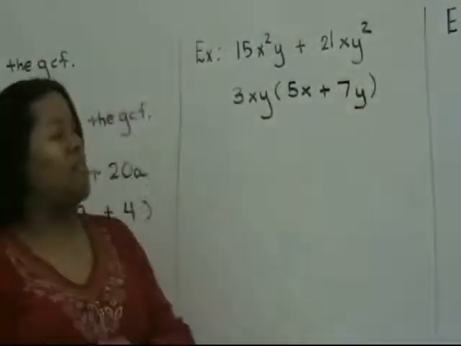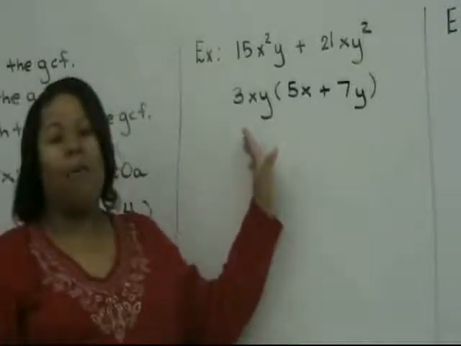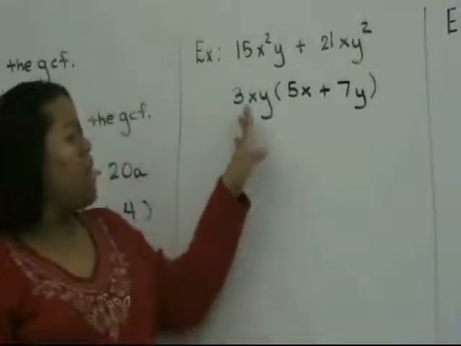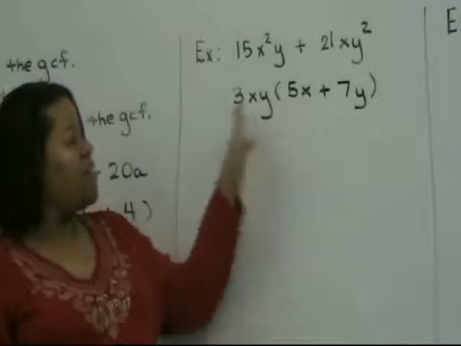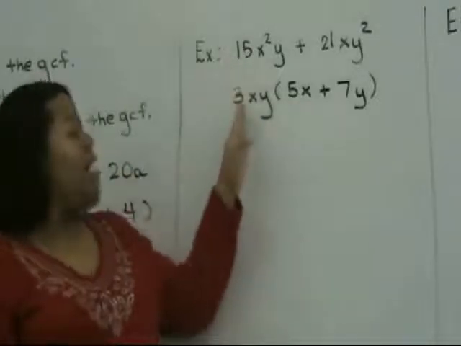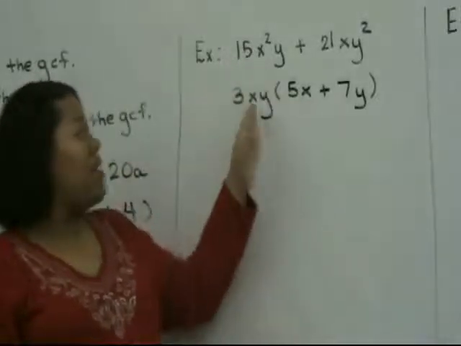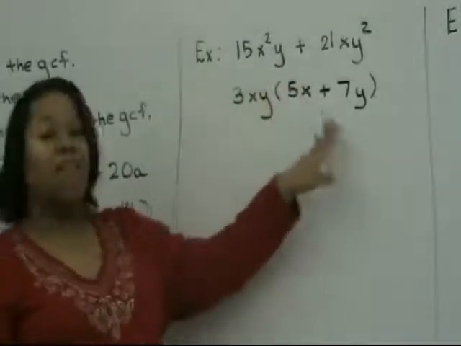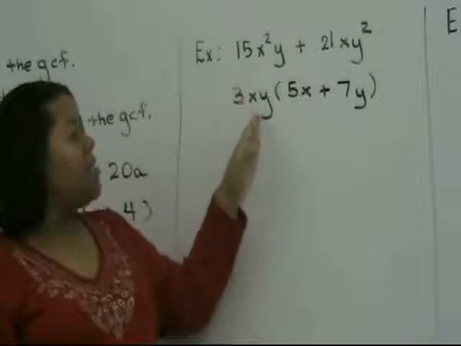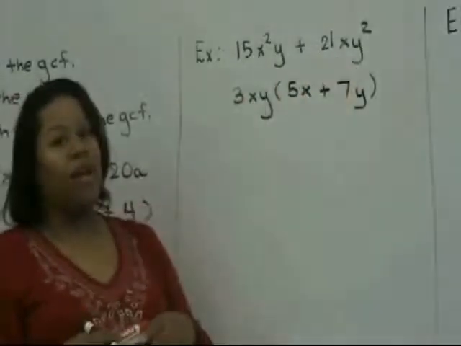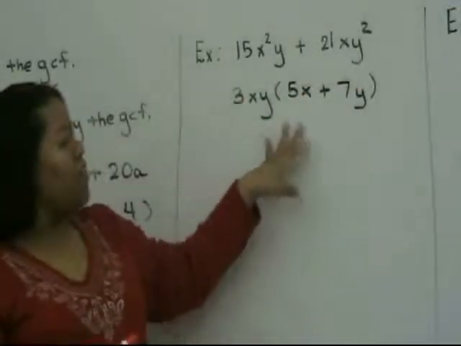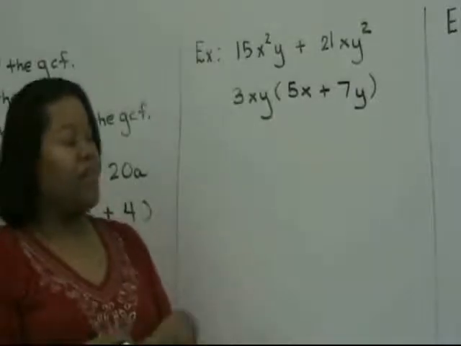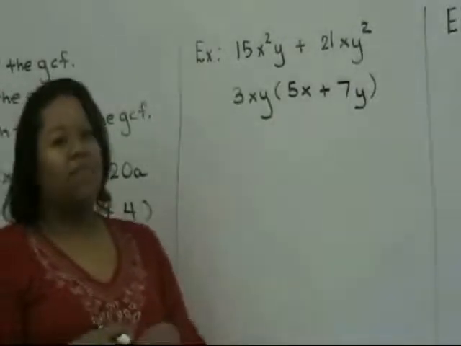And as always, we can use the distributive property to check our answer. 3xy times 5x, 3 times 5 is 15, x times x is x squared, times y. So 15x squared y plus 3 times 7 is 21, x, and y times y is y squared. So our final answer, when we factored out the greatest common factor, is 3xy times the quantity 5x plus 7y.